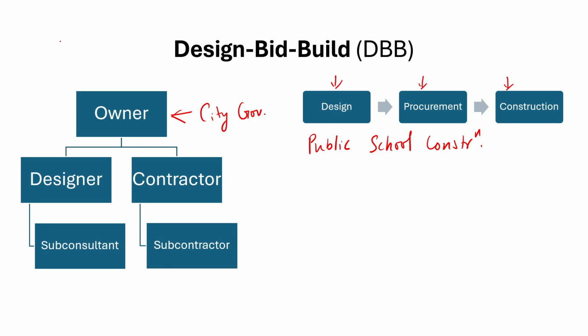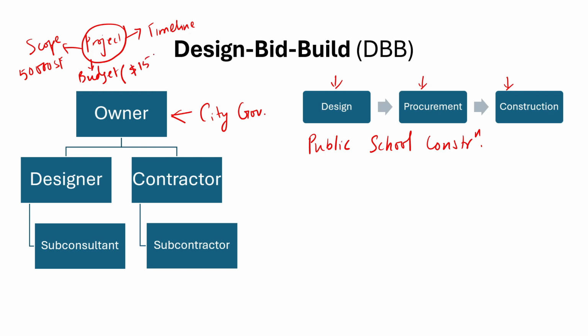In any project, there are 3 main components: the scope, budget, and timeline. The scope of this project may be, let's say, a 50,000 square foot high school with classrooms, gymnasium, and cafeteria. Budget, let's assume it's 15 million, and then timeline maybe, let's say, 24 months.